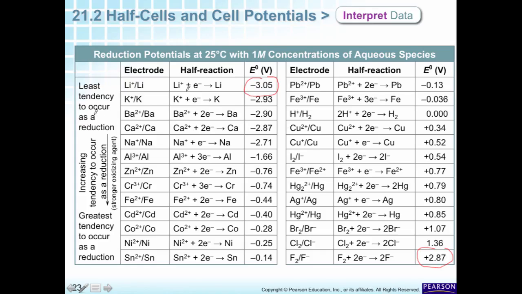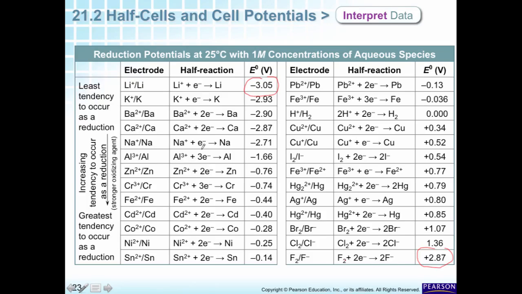So the things up here will tend to be oxidized, most likely. And if something's below it, that's going to be reduced. So something like fluorine wants to be reduced. So if you had lithium in one cell and fluorine in the other cell, you're going to have this reduction going on, and the lithium is going to be oxidized.